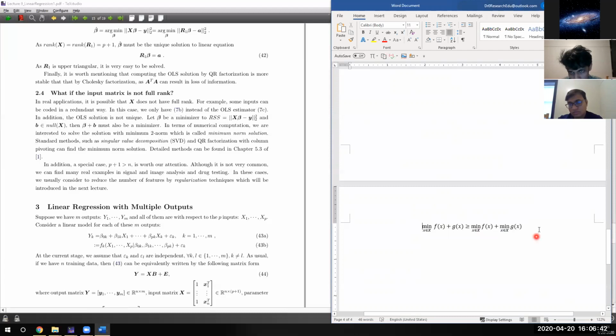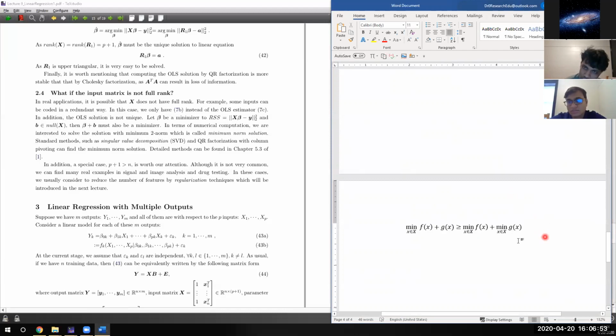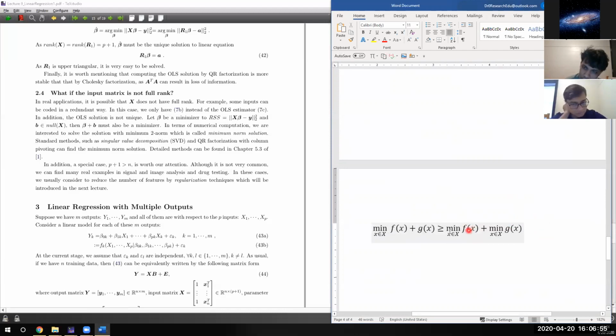Any idea why this must be correct? Quick. This is extremely simple. First of all, think about this. Suppose the solution of this part is x_f star, and this part is x_g star. The thing is, in most cases, x_f star and x_g star are not the same, right? So if you take something that can satisfy this but cannot satisfy this, and vice versa. And that's the reason why this one would not be as good as these two.